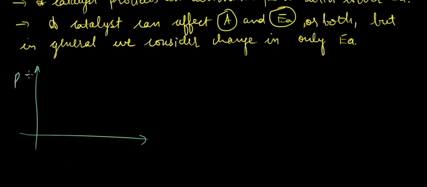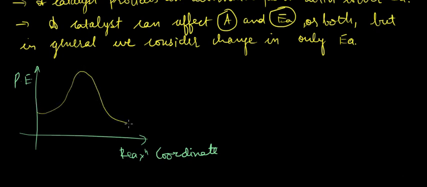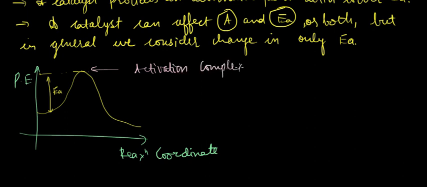Graphically, if we want to represent this, suppose we have a graph of the potential energy with reaction coordinate. Initially, this was the graph taken by the reactant to convert itself into products, and this was the activation complex. This is the activation energy which is required, and this is the path without catalyst.